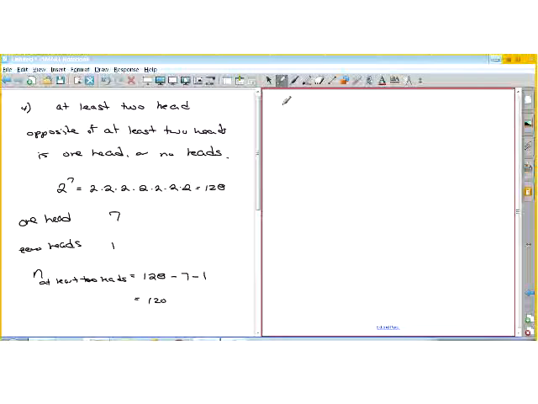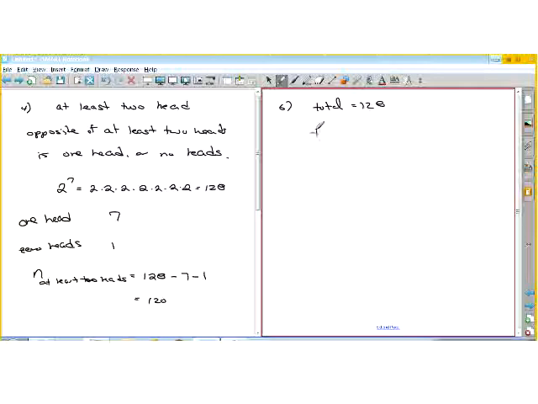Okay, next one is 6. At least 1 of each, a head and a tail. So how do we do that? I'm trying to think about that. Okay, yeah. So we still have the same number of total possibilities. So the total equals 128.